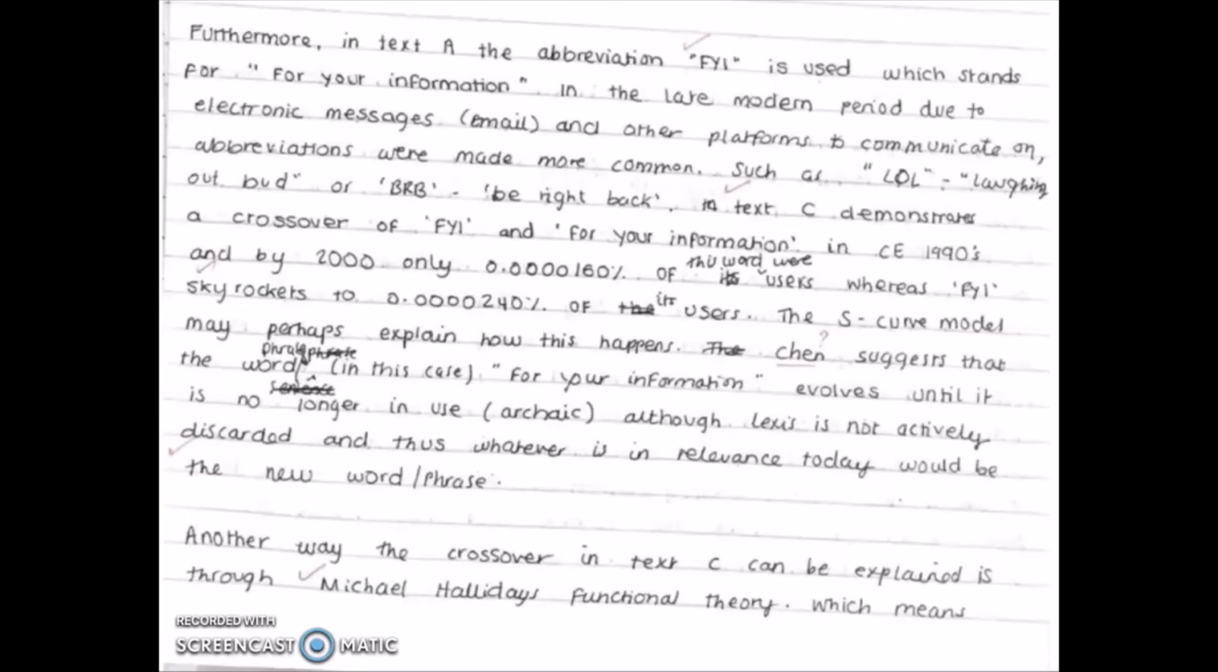You also have to interpret the data that is given in the Ngram graph. Like this, you may start: furthermore in text A, the abbreviation FYI is used, which stands for "for your information." In the late modern period, due to electronic messages, you're giving the reasoning for these abbreviations being used in that period and other platforms to communicate on. Abbreviations were made more common, such as LOL, BRB. Text C demonstrates a crossover of FYI.